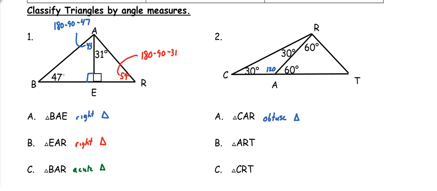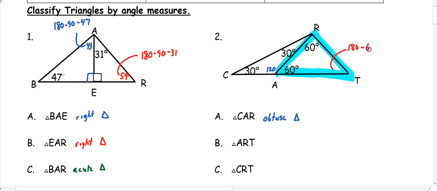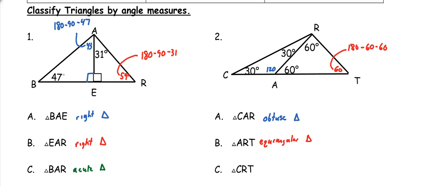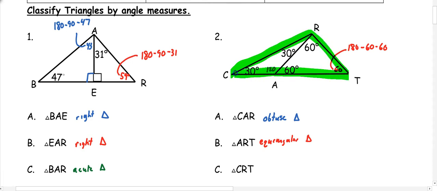The next triangle it wants us to look at is ART. Well, in triangle ART, I have 180 degrees minus the two angles of 60 I know, to get my other angle, which is 60. So all three angles are 60 degrees, which means they're all congruent. So this is an equiangular triangle. And then the last triangle to look at would be CRT. And this angle on the top, if I have a 30-degree angle and a 60-degree angle, that makes 90. So this must be a right triangle.